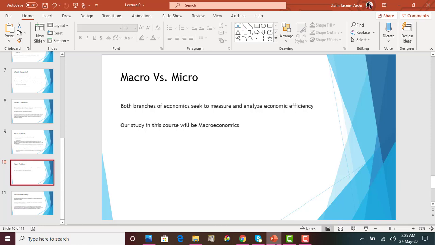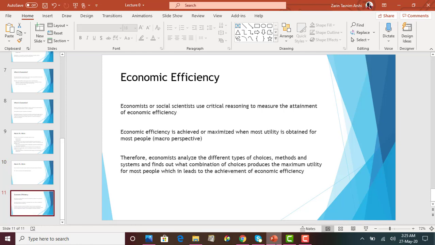Okay, now both branches of economics seek to measure and analyze economic efficiency. So economic efficiency, what does that mean? It is when we are able to maximize our satisfaction, then we have economic efficiency. Okay, so when we make a choice that maximizes our satisfaction, that will cause economic efficiency, and we are going to learn about this later in our next chapters. But right now, the main focus is to maximize satisfaction, which in turn will give us economic efficiency.